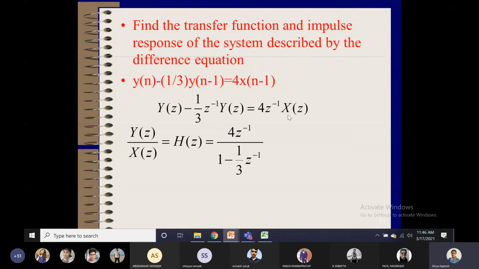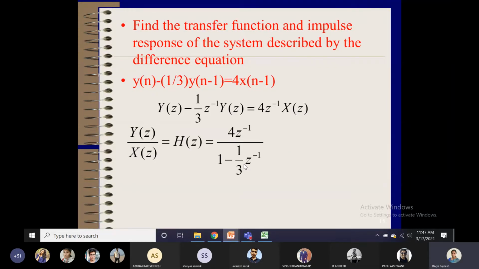You will obtain 4z inverse upon 1 minus 1 by 3 z inverse. Let us again rearrange it so that we can obtain the transfer function. H of z is the transfer function, and this equation will give you the transfer function of the given difference equation. Now you have to obtain the impulse response. Impulse response means it is h of n. So from h of z, how will you obtain h of n? By taking the inverse z transform.